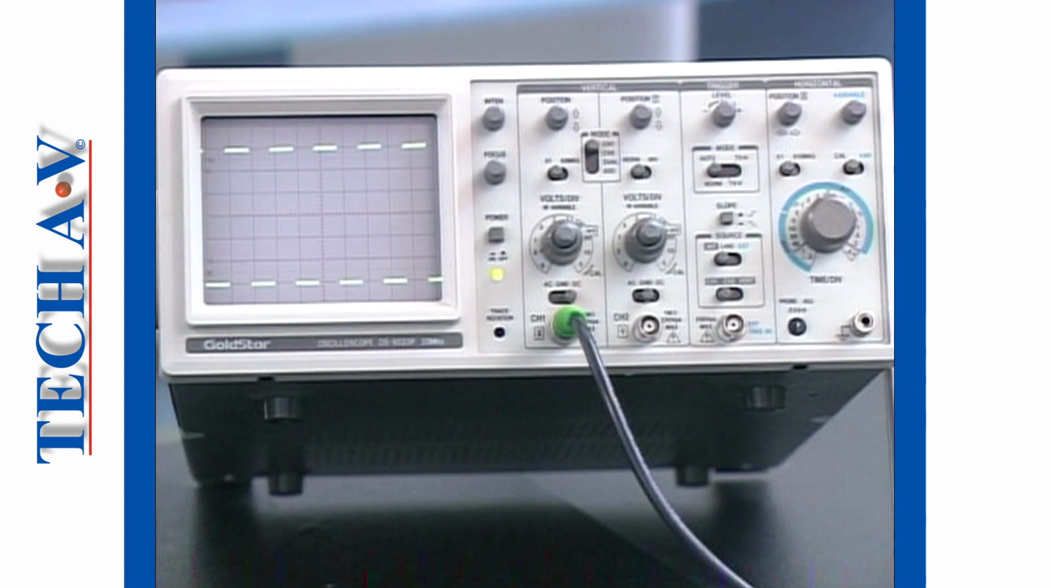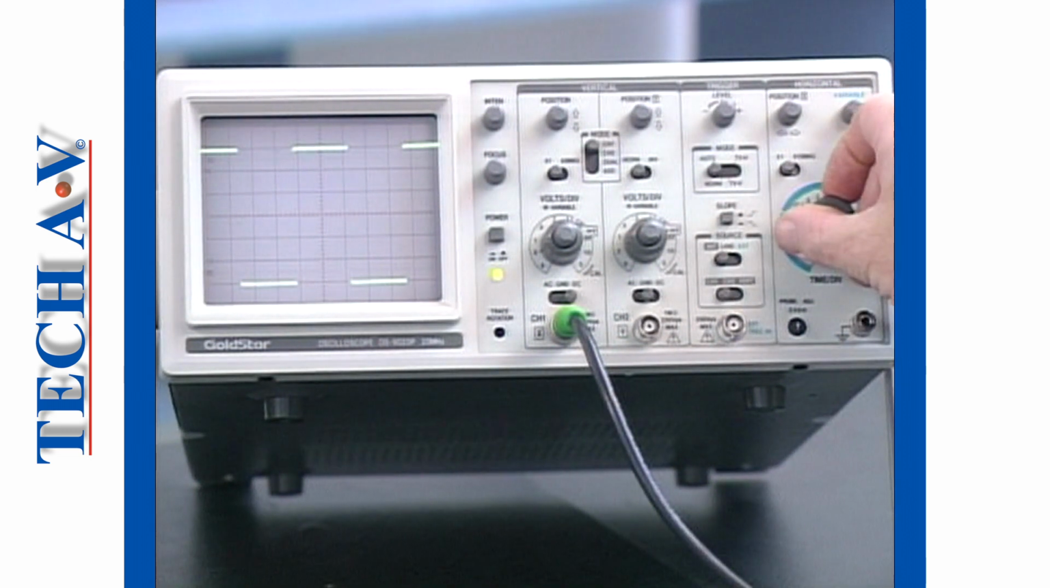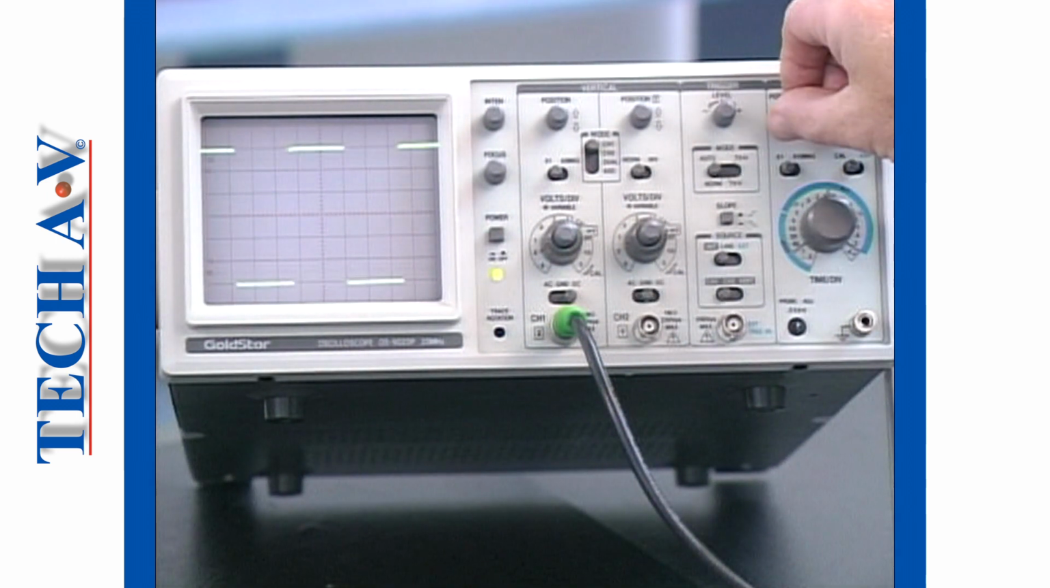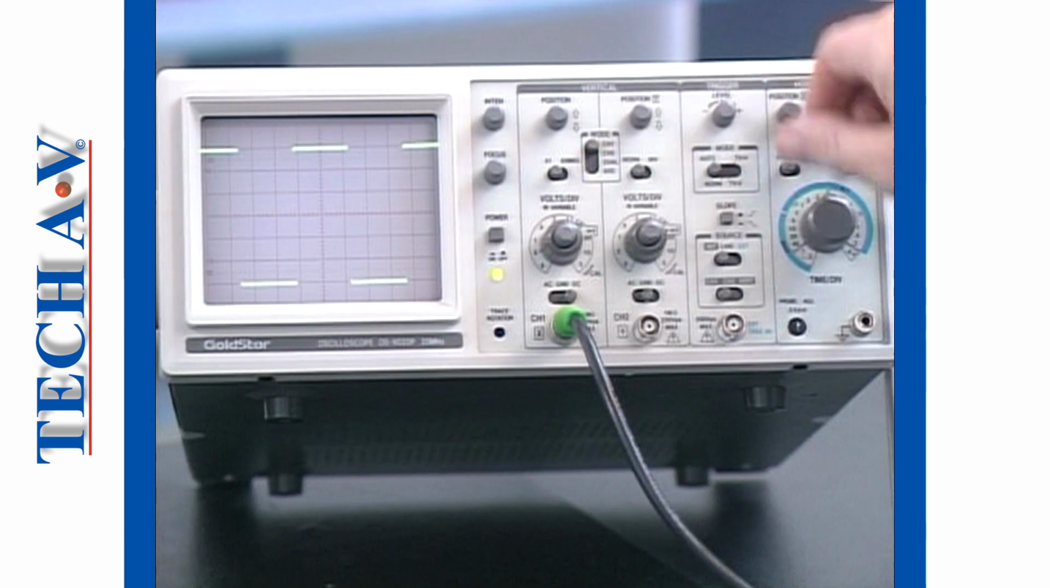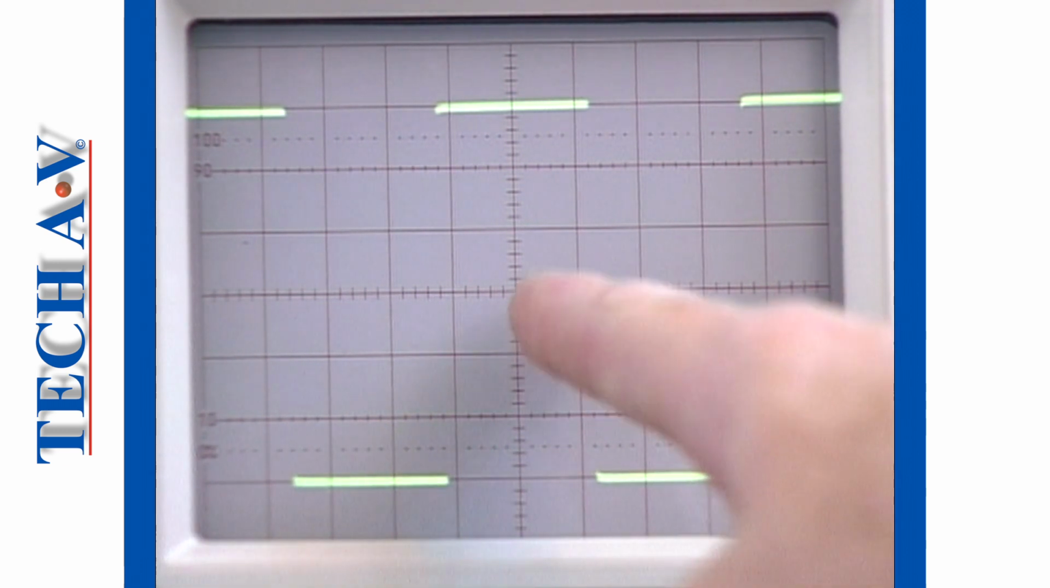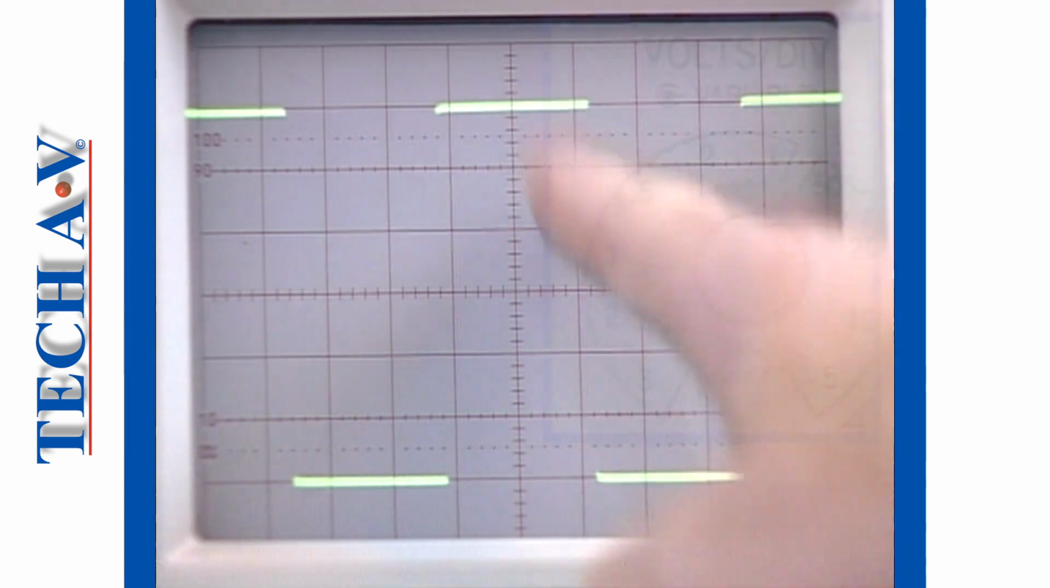Adjust the time per division control to display 2 to 3 cycles of the waveform. Adjust the horizontal position control so that the upper trace intersects with the vertical center line. Now count the number of divisions and subdivisions between the upper and lower edges of the square wave.